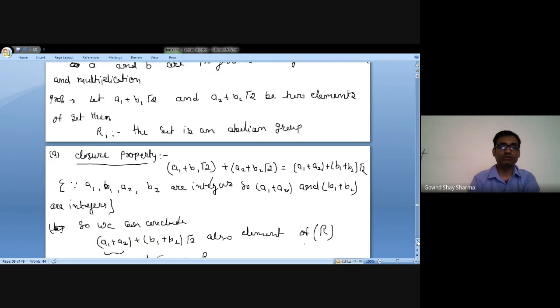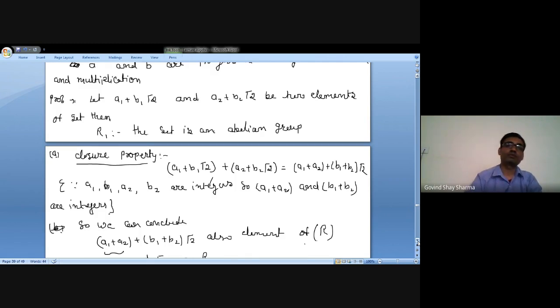Then R1: the set is an abelian group. First we will show that condition R1 holds, that the set is an abelian group. For an abelian group we have to show the closure property. We take two elements of R, and the addition of these elements is also in R.